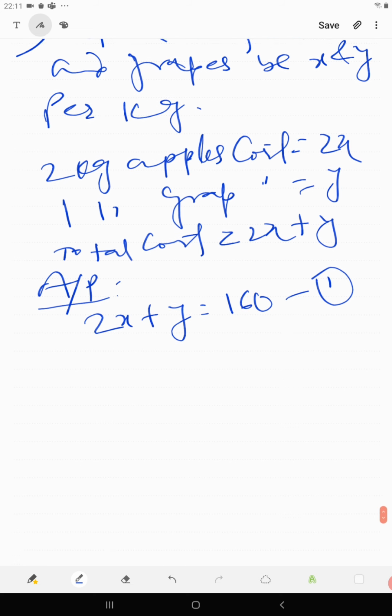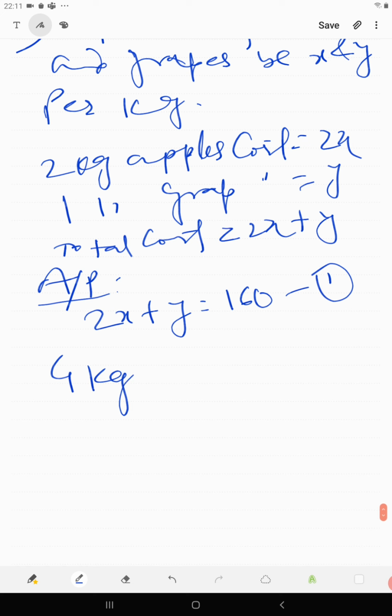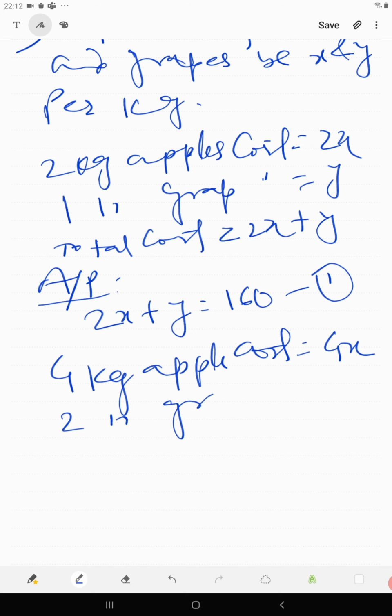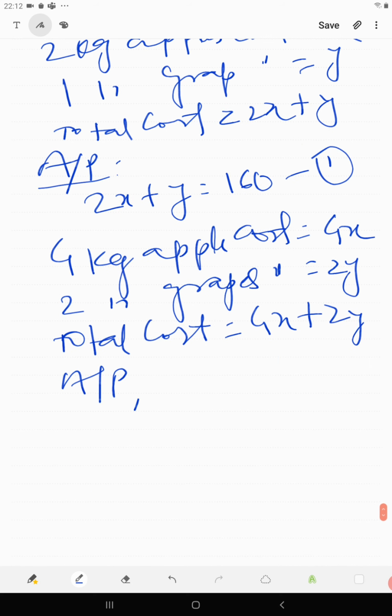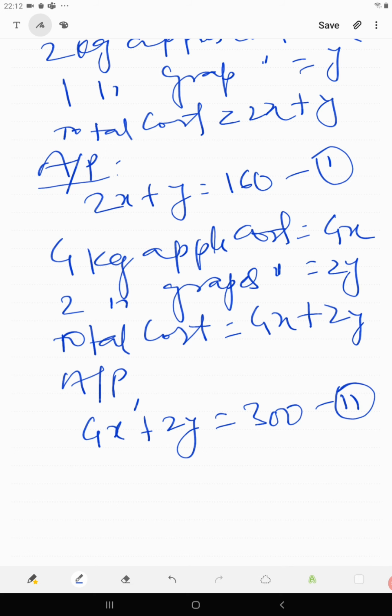Next thing is 4 kg apple cost. How much will it be? 4x. And then 2 kg grapes. The 2 kg grapes cost will be equal to 2y. So what will be the total cost? So total cost will be 4x plus 2y. Now according to the problem, the total cost is nothing but 300. So 4x plus 2y equals 300. So this is our second equation.